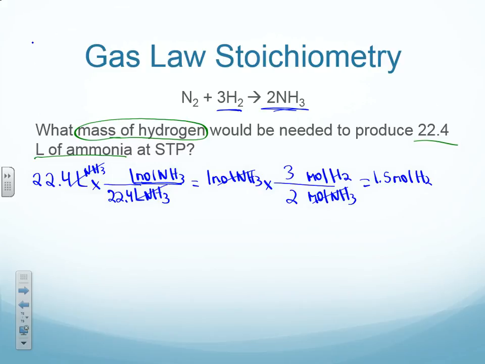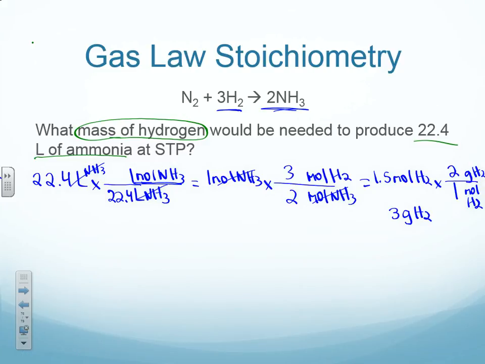Okay, and now that we have moles of hydrogen, we can go to mass of hydrogen. So we'll match the units to go from moles to grams, or mass. We're going to use the molar mass of hydrogen. So the mass of hydrogen is 1, but the formula is H2, so it would be 2 grams. So 1.5 times 2 would be 3 grams of hydrogen.